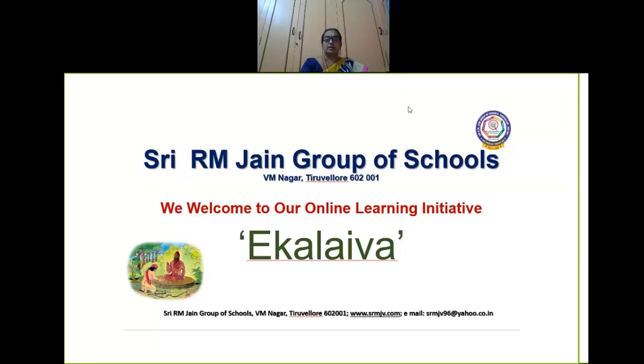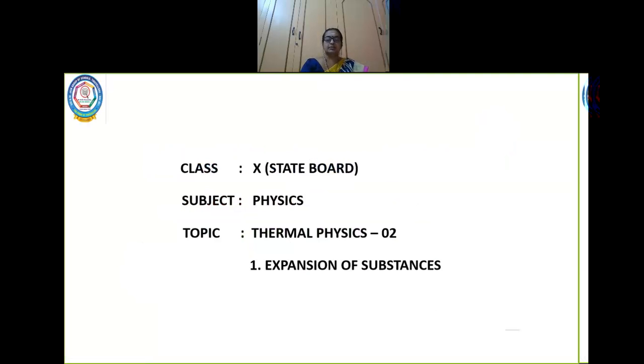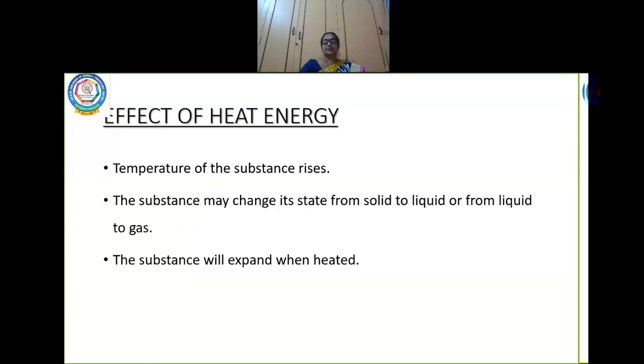Our today's topic is thermal physics part 2, and we are going to talk about the expansion of substances. But before we go on to the topic, let us talk about the effect of heat energy. So what happens when you give a certain amount of heat energy to a substance? Definitely there will be some change in the substance. So what is the effect on a substance when heat is given to it?